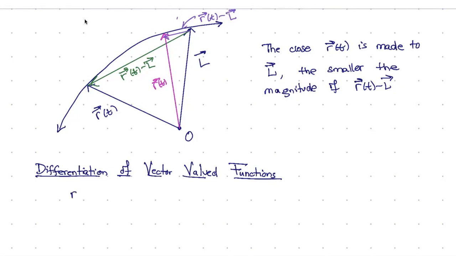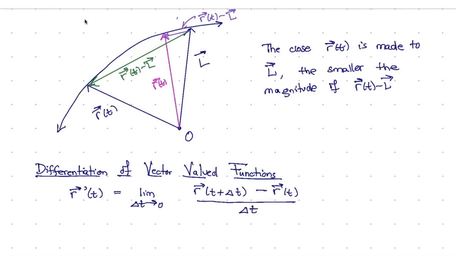And so we would define the derivative now, r prime of t, to be the limit as delta t approaches 0 of r of t plus delta t minus r of t, all divided by delta t. You could also describe it as the limit as t approaches a of r of t minus r of a, all over t minus a, and that would be the derivative at a specific point.